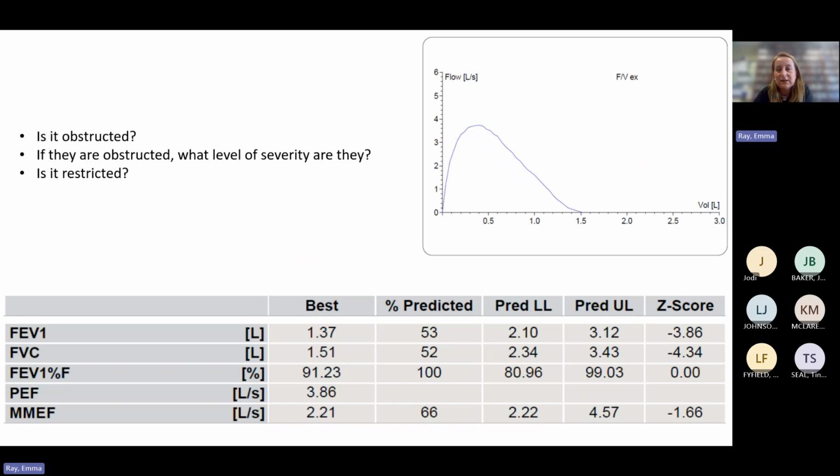Is it restricted? If we look at the FVC, it's less than minus 1.645, it's minus 4.34, so it is restricted. So this patient has got restricted spirometry based on their gender, age, and height.